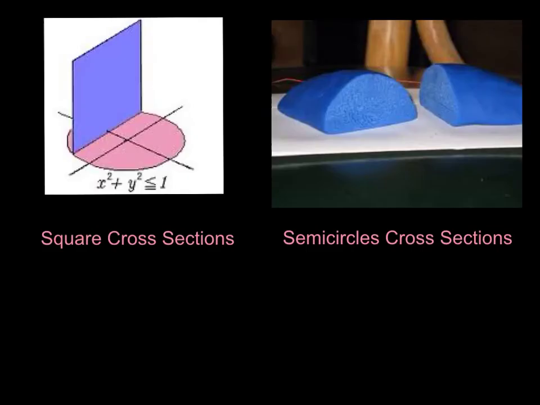The two main cross sections that you normally see on the AP exam would be cross sections that are squares and then cross sections that are semicircles. And so I've got examples of both of those drawn here. If you look here at the square cross section, they're going to have to tell you what axis you're going to draw this perpendicular to, whether it's perpendicular to the X or Y axis. And then they're also going to tell you what shape you're going to use. And here we're using a square.